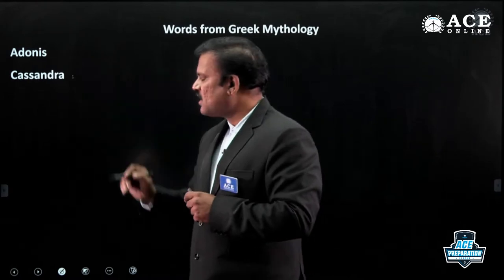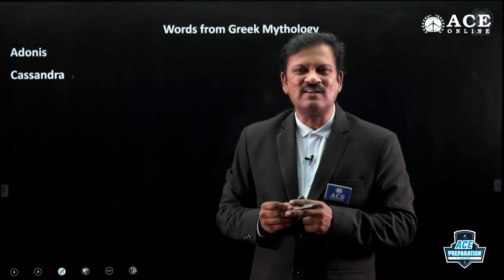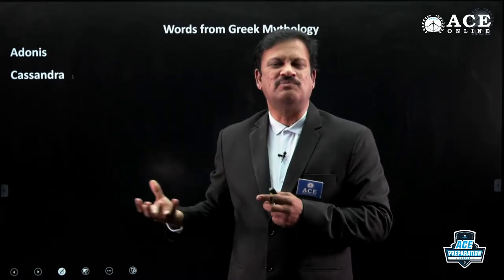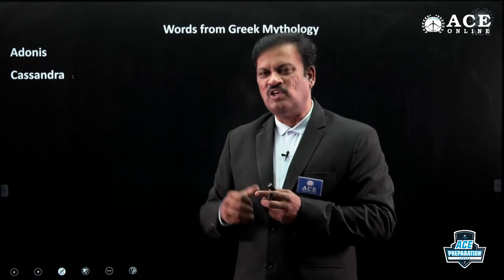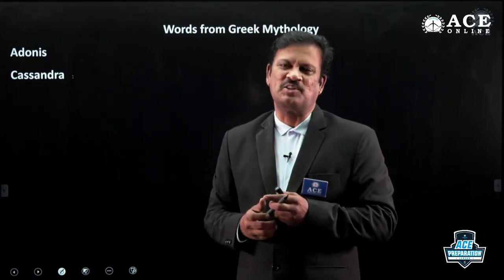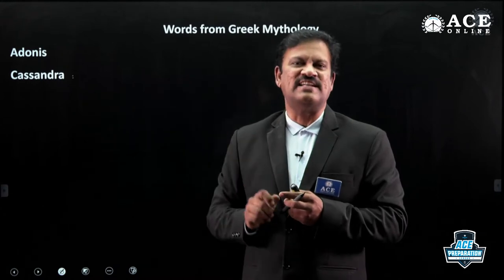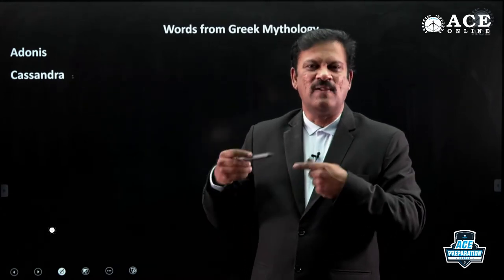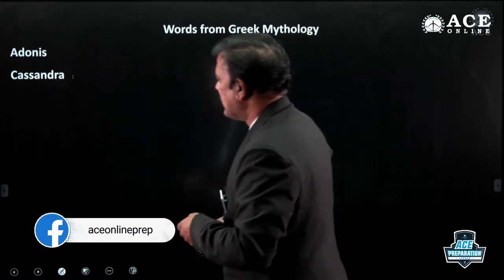Okay, so Cassandra in modern English means negative talkers. Like they always say, okay, you're going to write this exam, will you get through this one? So he's a Cassandra. He's a negative person. He's always trying to throw this negativity.